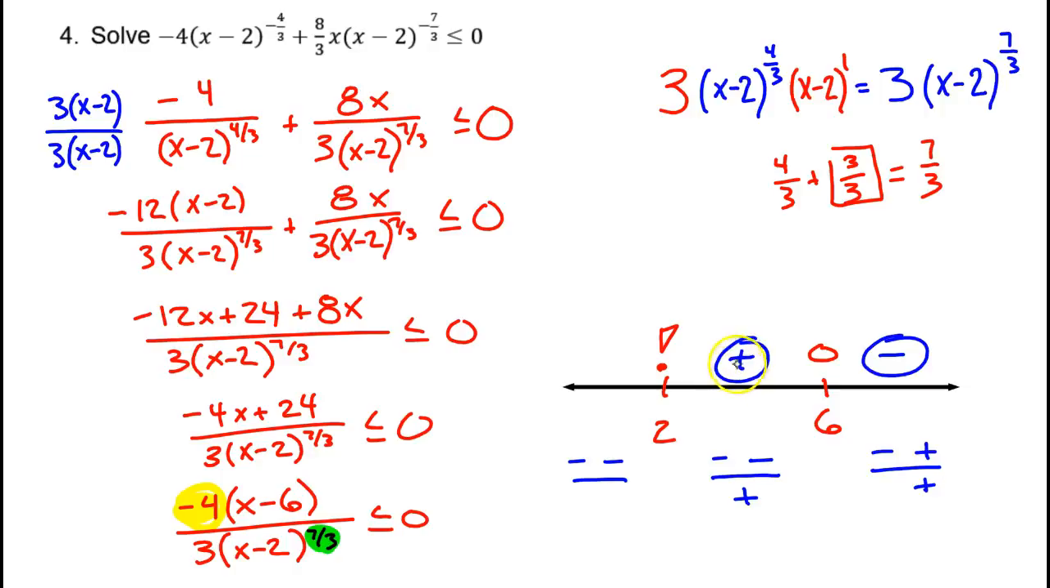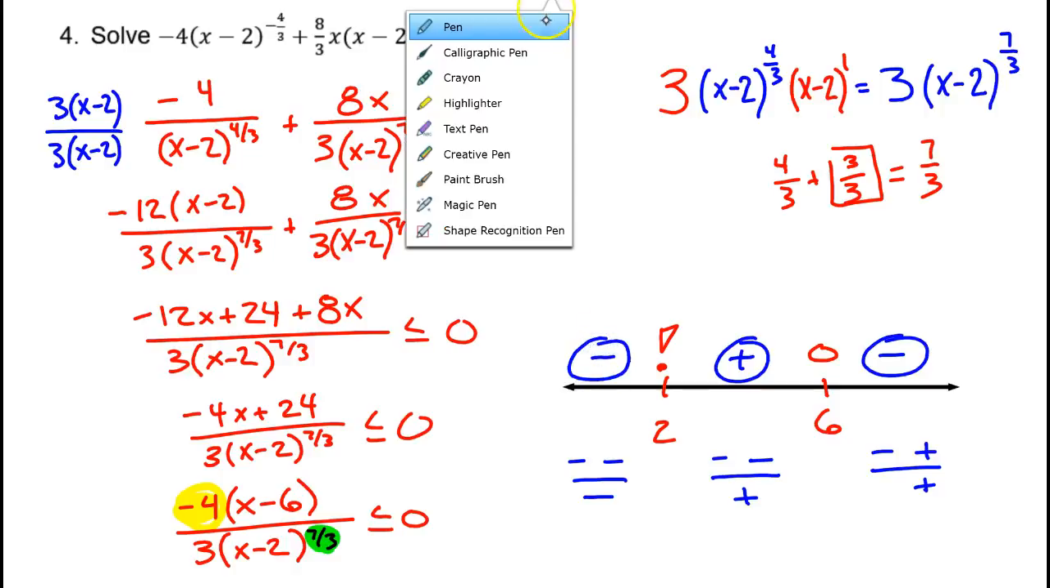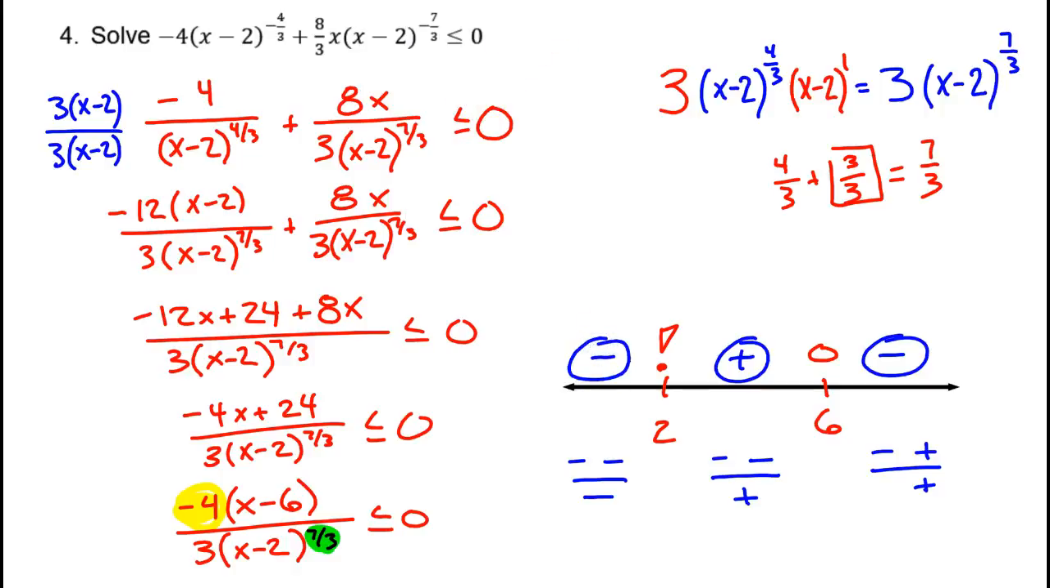As I cross over from the interval between 2 and 6 to the left of 2, the factor of x minus 2 in the denominator turns negative. So I have three negative factors. That results in an overall negative. Some of you might be wondering about this. You might say, hey, Mr. Vass, how come you totally ignored this 3? Well, that 3 is positive, and it doesn't affect the sign chart.